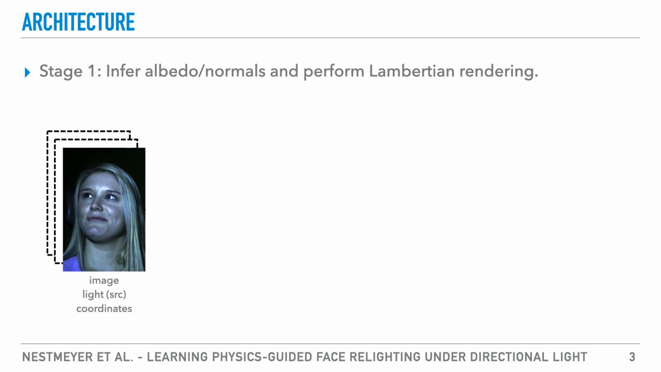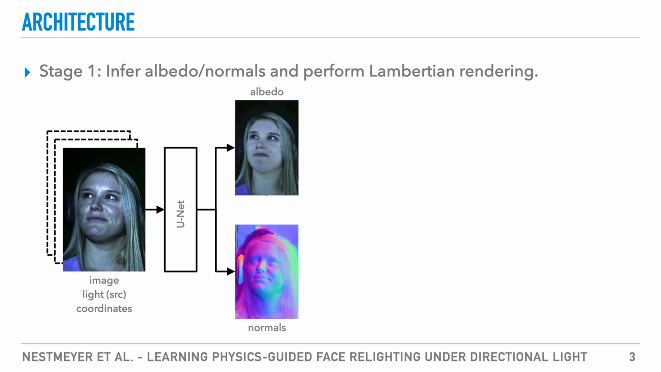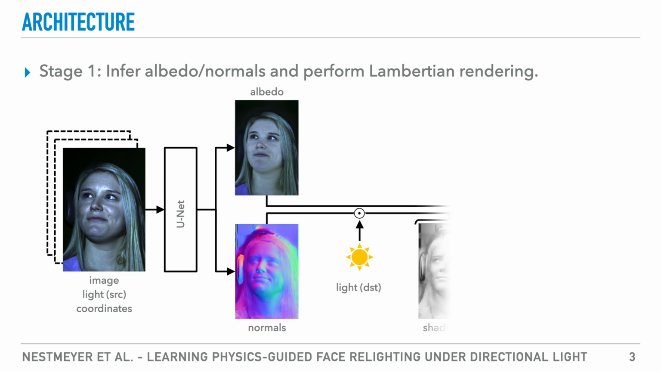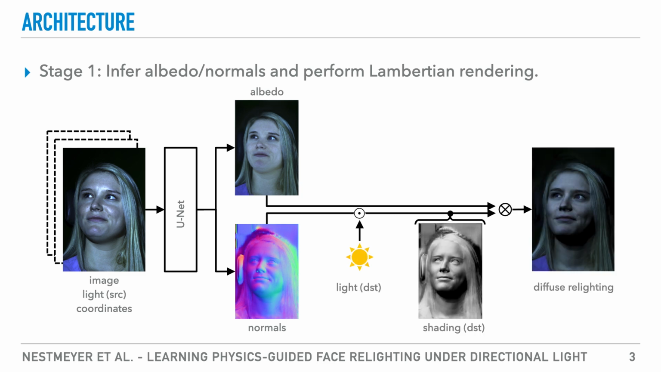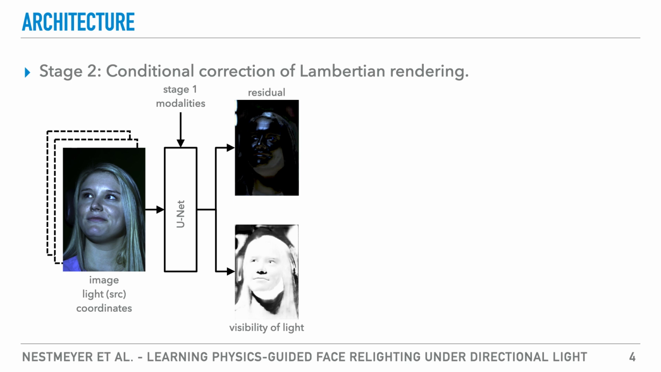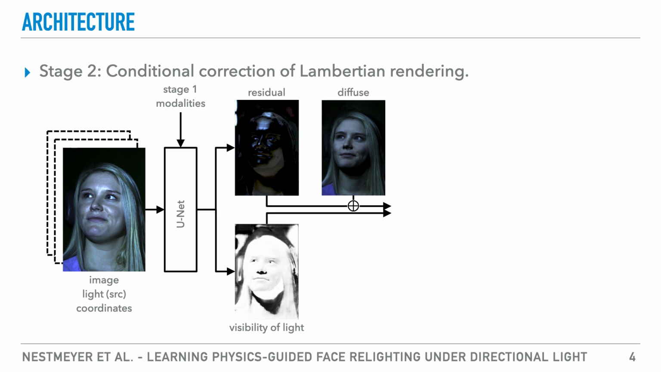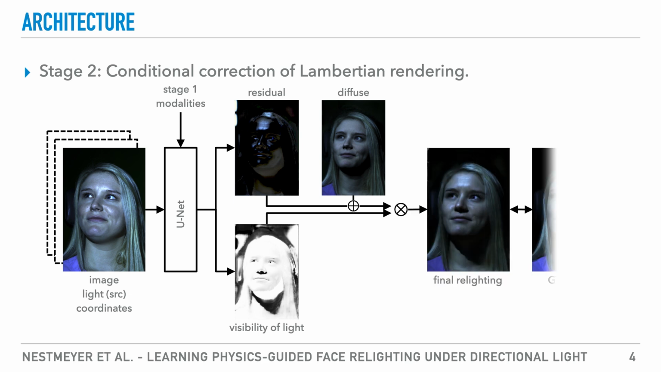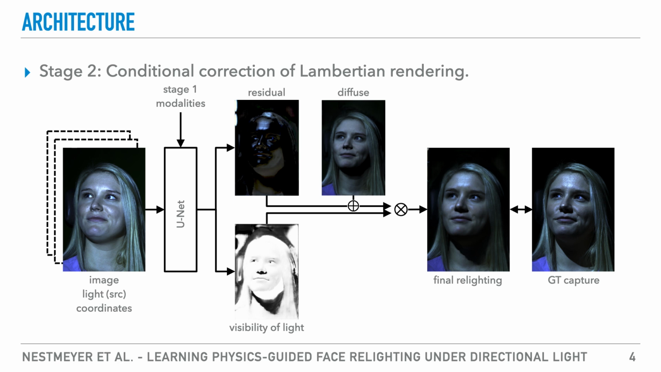Our architecture is best visualized in two stages. Stage 1 infers the two intrinsic components albedo and normals from the input image. Given a target light direction, we can then compute shading from the normals and multiply with the albedo estimate to obtain a diffuse relighting. In stage 2, we use all stage 1 modalities to predict a non-diffuse residual and a light visibility term for cast shadows. Composing them with the diffuse relighting from stage 1 according to our structure decomposition produces the final relighting. Back-to-back execution of both stages results in a fully differentiable end-to-end architecture.